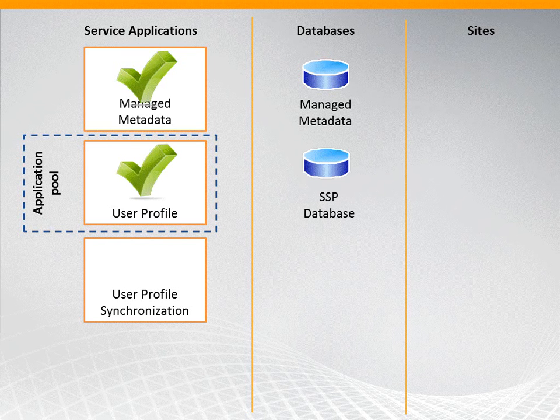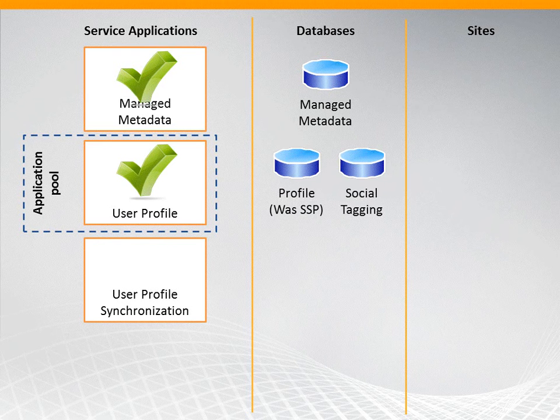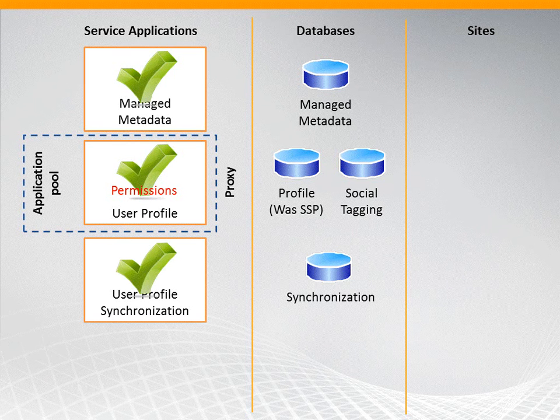The user profile service now has two databases, the profile database and the social tagging database. After upgrading the SSP database, I need to create a new proxy for the user profile service application and associate it with the default proxy group. Then, I update the permissions for the user profile service. I'll start the user profile synchronization service, which also has its own database.